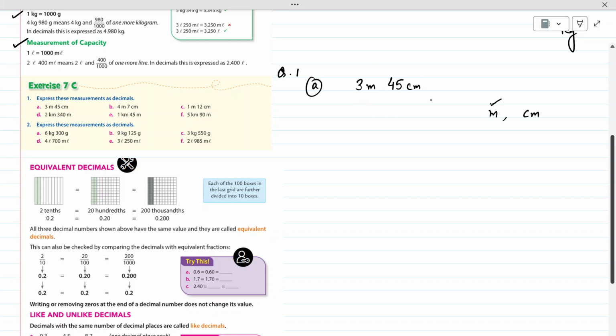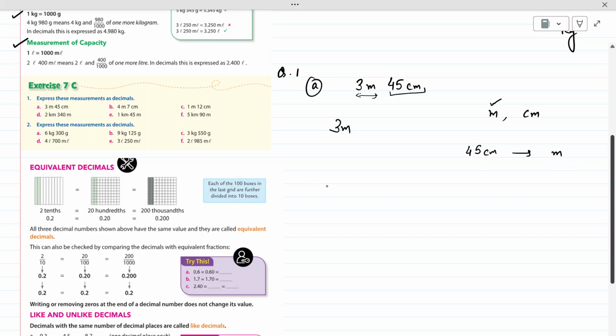To convert this whole measurement into meters, we have to see what is given to us in meters and what is given to us in centimeters. And when we see this, we see that 3 is already in meters. So there is no need to convert this 3 meter. This will be as is. What we have to convert is this 45 centimeters, in meters. This is what we have to do here.